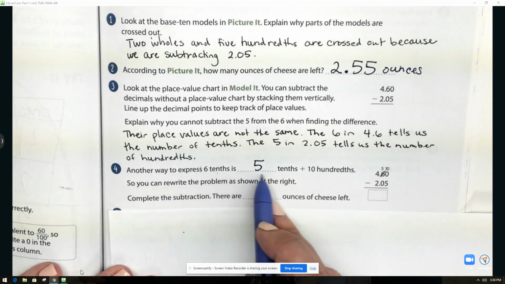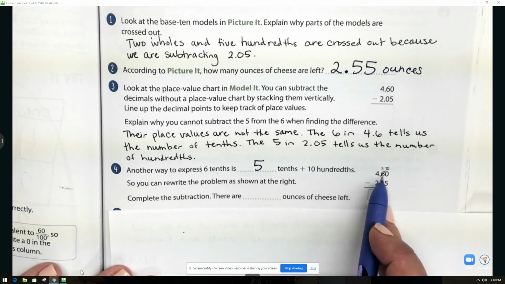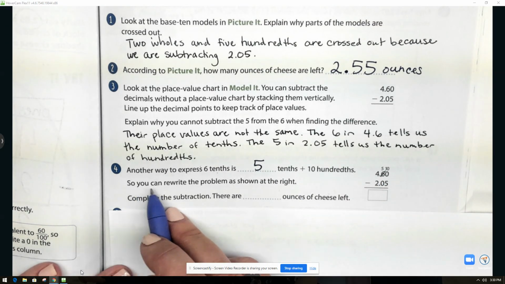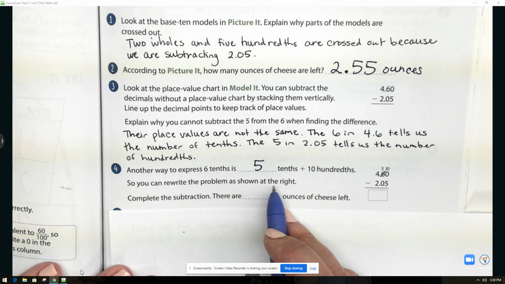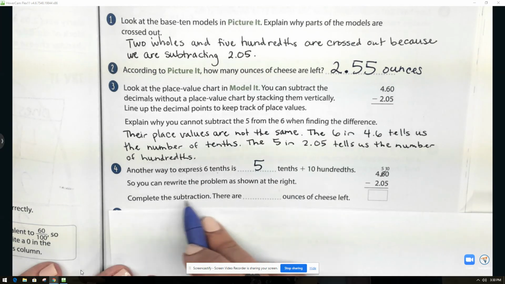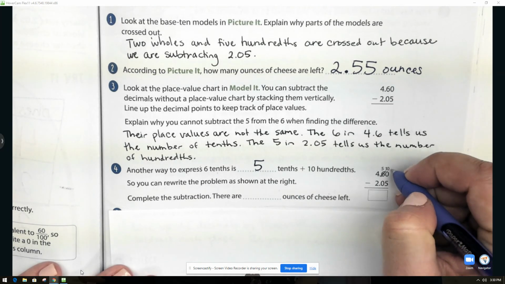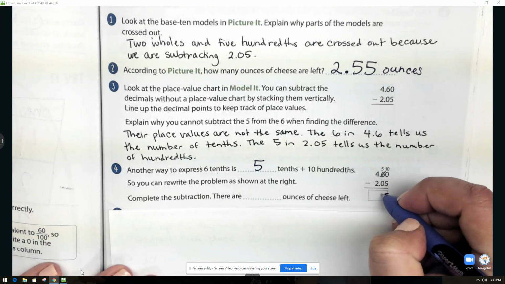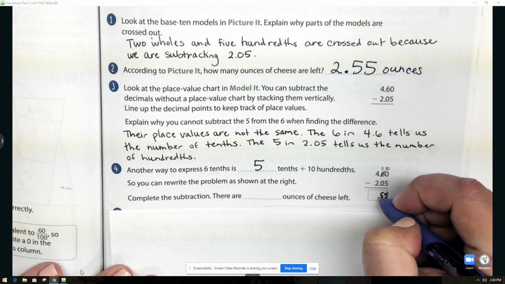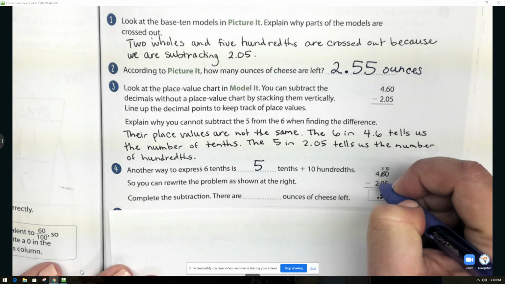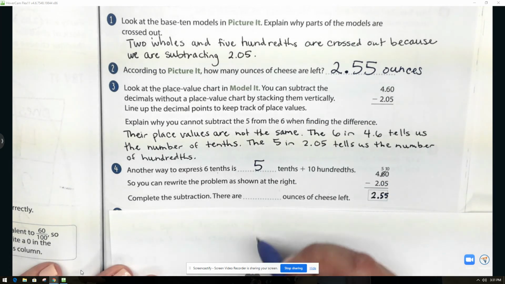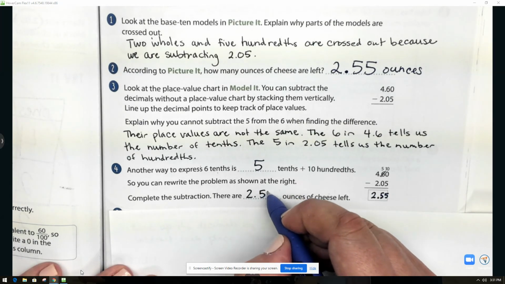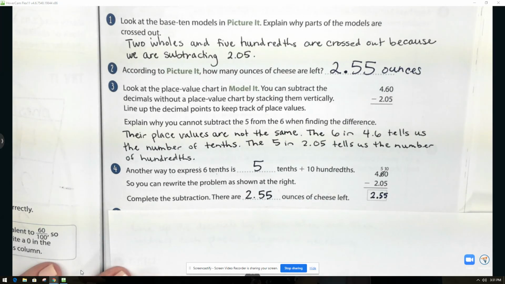And that is just a really fancy way for us to show how we are regrouping or borrowing to do our subtraction. So you can rewrite the problem as shown at right. Complete the subtraction. So now 10 minus 5 is 5. 5 minus 0 is 5. Bring our decimal straight down, and then 4 minus 2 is 2. There are 2.55 ounces of cheese left.